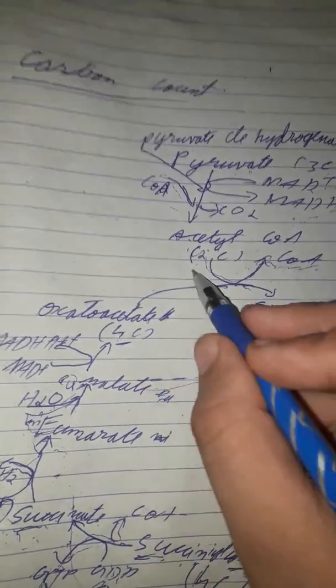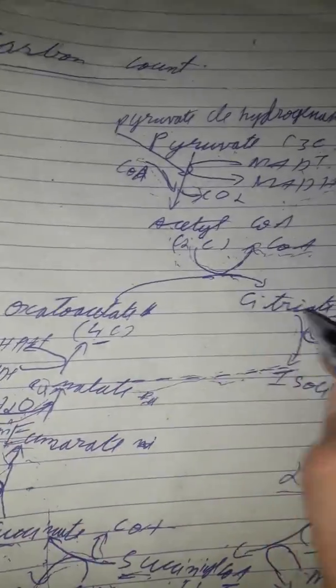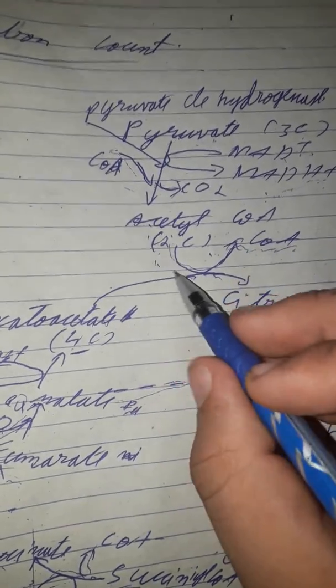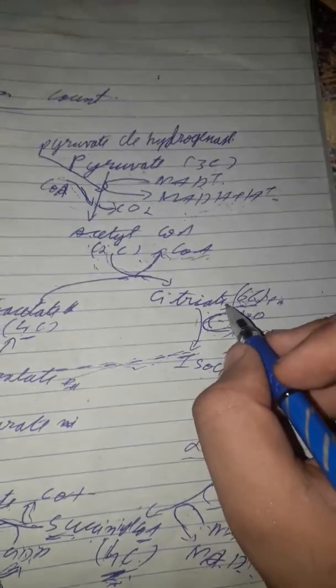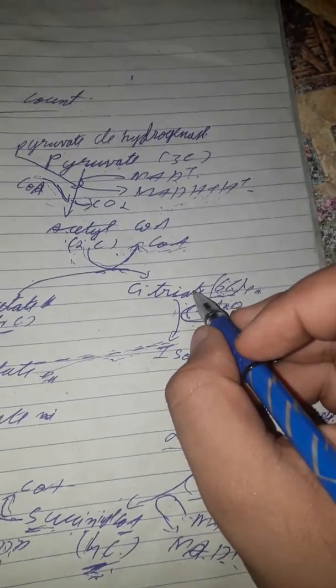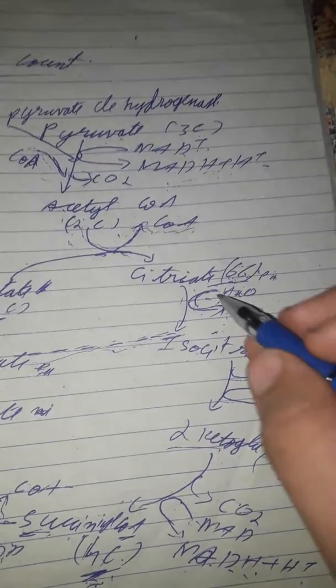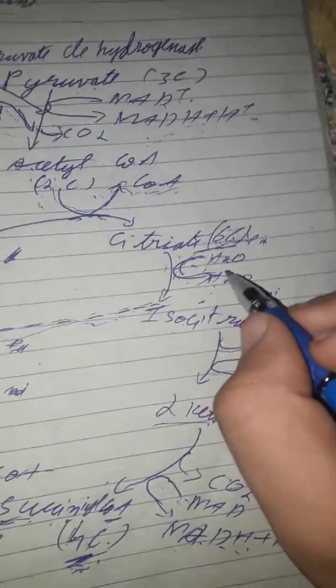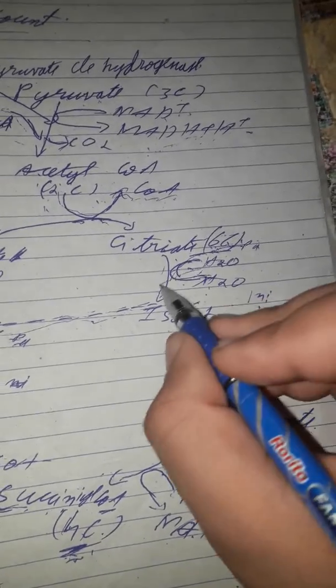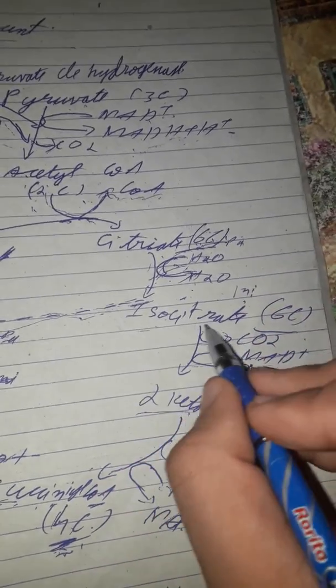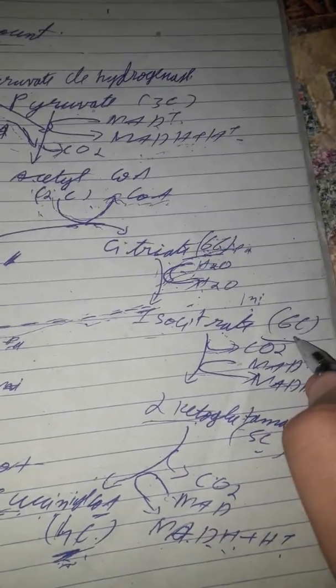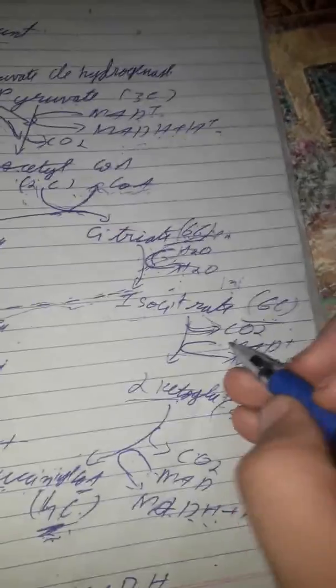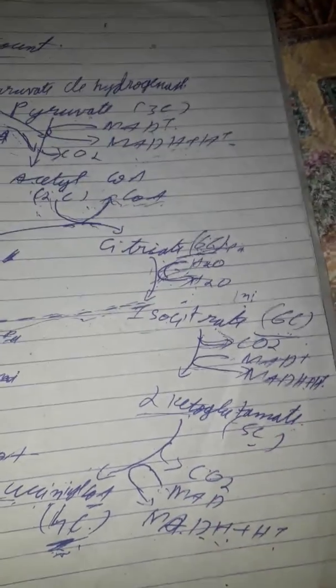So from here, oxaloacetate and acetyl coenzyme A. See here, 4 plus 2, 6. Right? Acetyl coenzyme A gets converted into citrate by citrate synthase, which is a 6 carbon compound. In the next step, water comes in and goes out. Through the enzyme aconitase, it gets converted into isocitrate, which is still a 6 carbon molecule. And here carbon dioxide moves out again. As the carbon dioxide moves out, NAD plus is converted into NADH plus H plus.